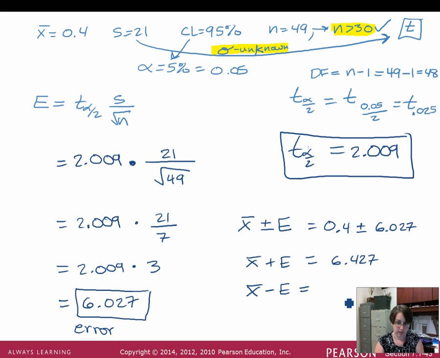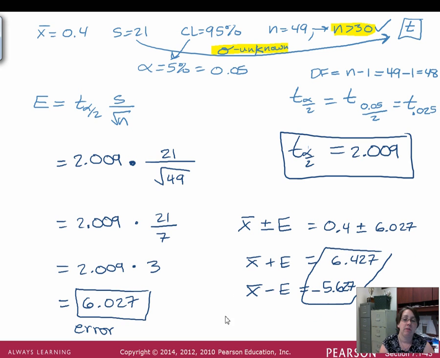0.4 minus 6.027 is negative 5.627. So our actual population value mu lies somewhere in this interval between 6.427 and negative 5.627. Now, if you recall, what we were talking about was the cholesterol level.